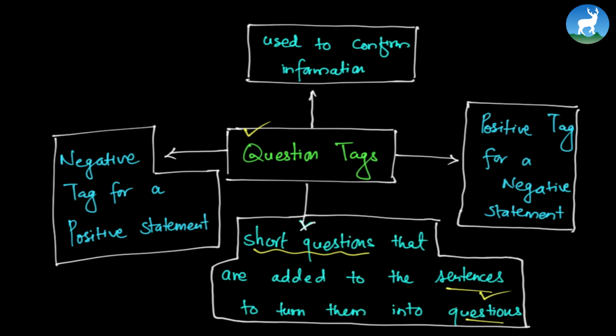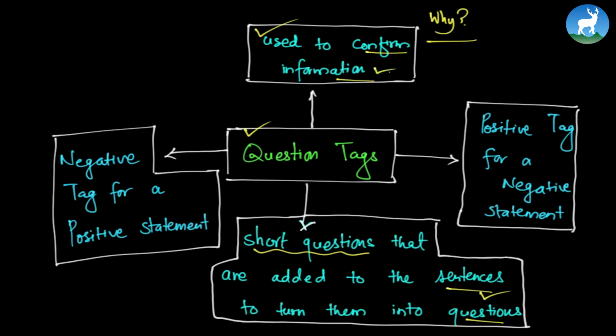So the question is, why do we use question tags? Why do we even need them? The answer is we use the question tags to confirm information. Let's say you're saying something like, "We can't stand here chatting all day long," and you add the question tag "can we" to the sentence. By adding that little "can we," you confirmed the information.